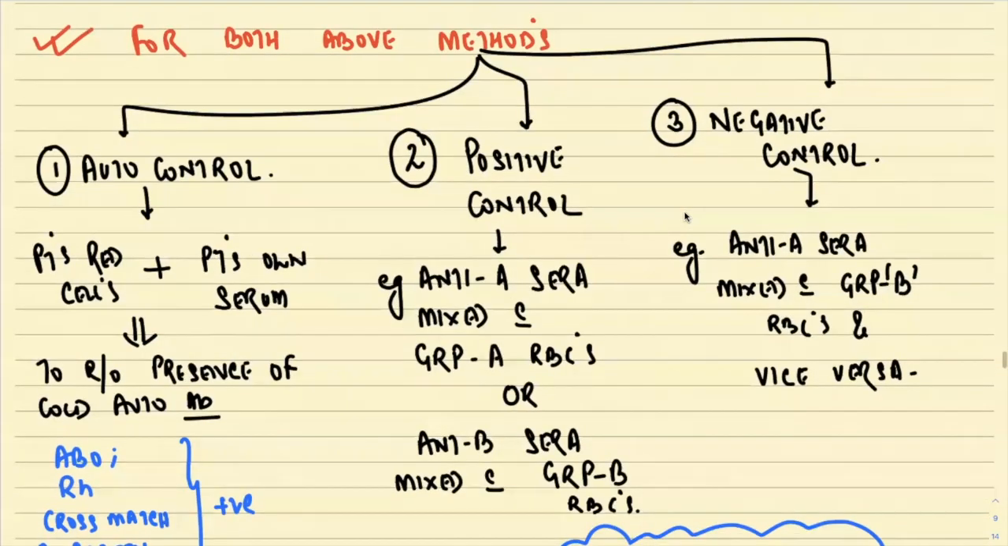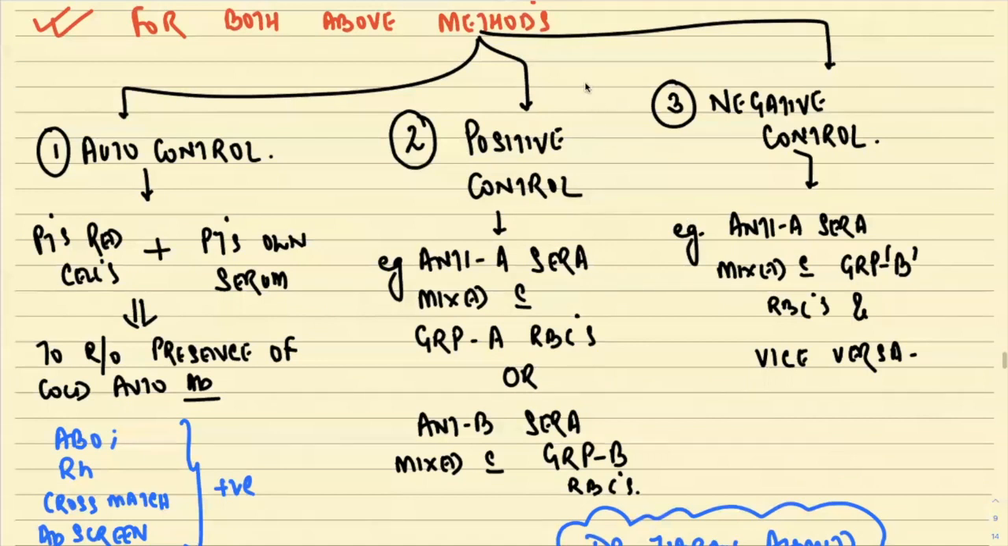Now, for all the above methods that we are doing, we have to have certain controls. Usually in very big setups, in tertiary colleges and good hospitals, they have these controls, because this is part of quality control. So you should have an auto control. Auto control means that you take the patient sample and keep it for 5 or 6 minutes in an EDTA anticoagulated vial.